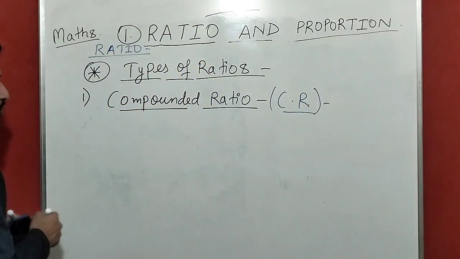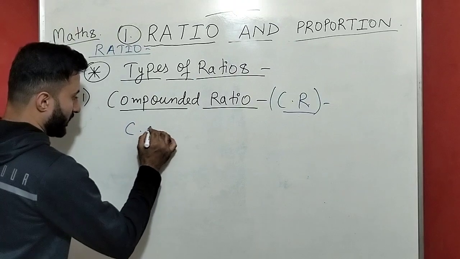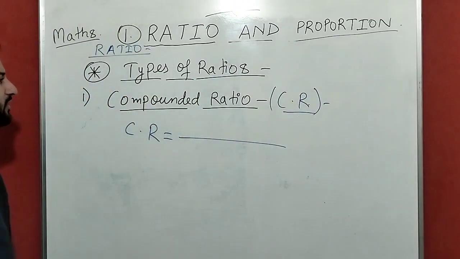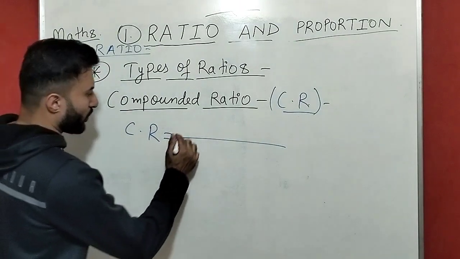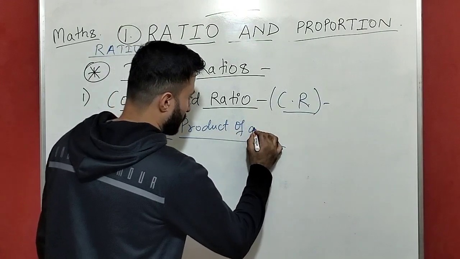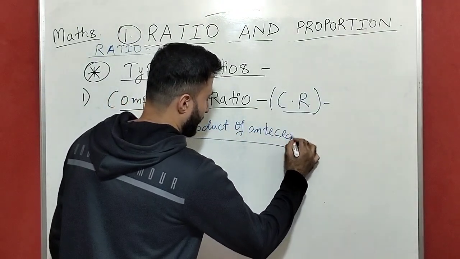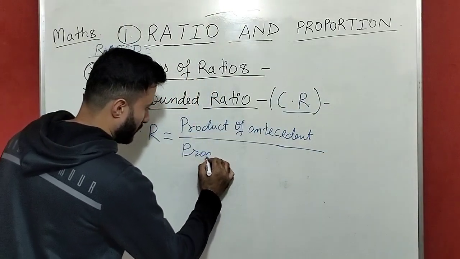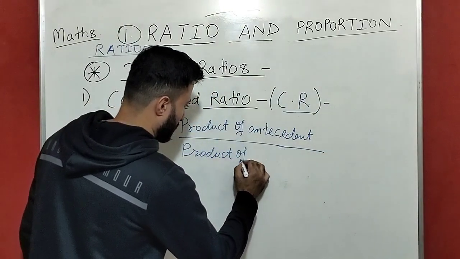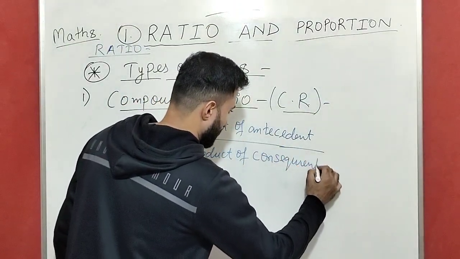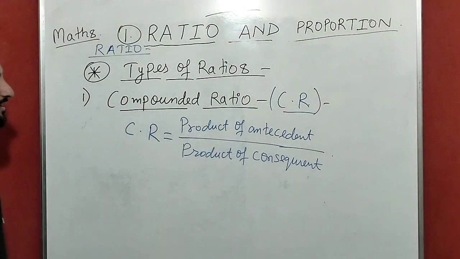So the formula for compounded ratio is very simple. The types of ratios are very easy. The compounded ratio formula is product of antecedent divided by product of consequent.